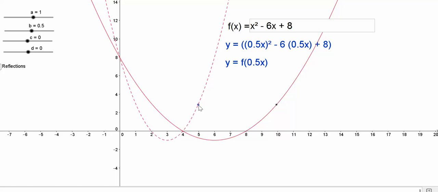Every point on the curve is twice as far from the y-axis as the point on the original curve. So this point here is transformed to that point here, twice as far from the y-axis, and so on. There's the minimum point.